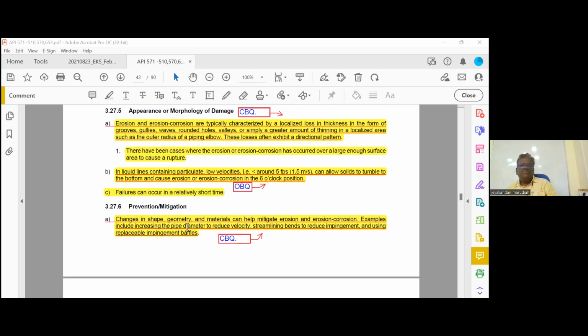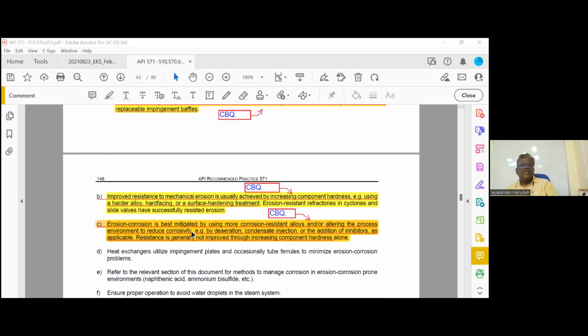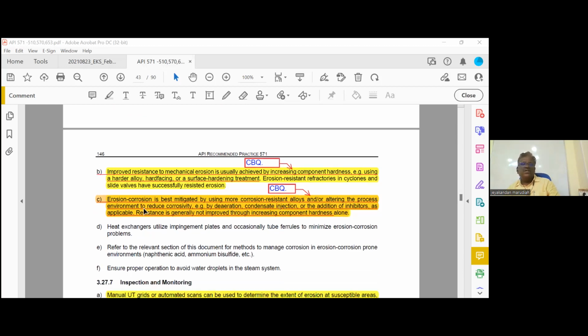Prevention. Changes in shape, geometry, and material can mitigate erosion and erosion corrosion. Examples include increasing the diameter to reduce velocity, streamlining bends, and using replaceable impingement plates. The next B, improved resistance to mechanical erosion is usually achieved by increasing the hardness. That is important. Using a harder alloy, hard facing, and surface hardening, if it is only erosion. Then this is another important one. Erosion corrosion is best mitigated by using more corrosion resistant alloys and or altering the process environment to reduce the corrosivity, such as deaeration. This is a closed book question.